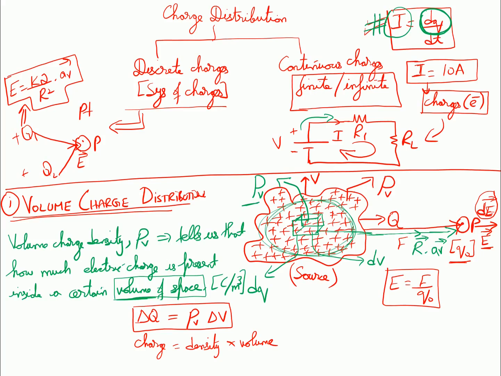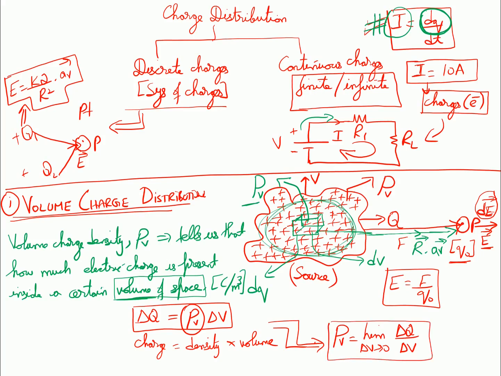Now once we have this information, what about the value of volume charge density? So volume charge density can then be represented mathematically as: volume charge density is equal to the limit as delta V tends to 0 of the ratio of change of charge to the change of volume. So this is the mathematical expression of the volume charge density.